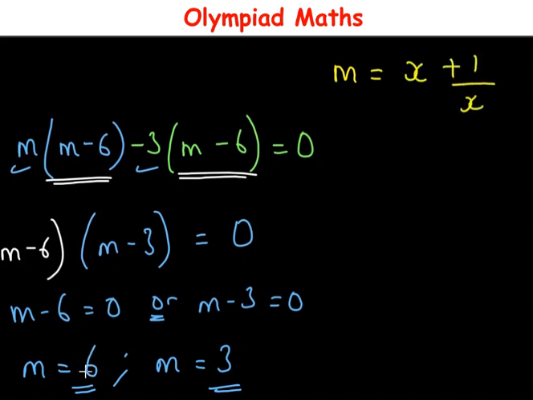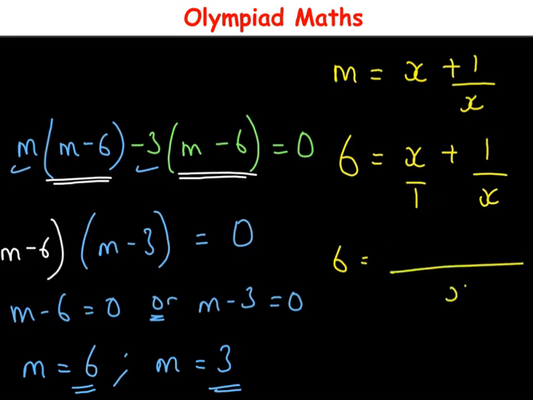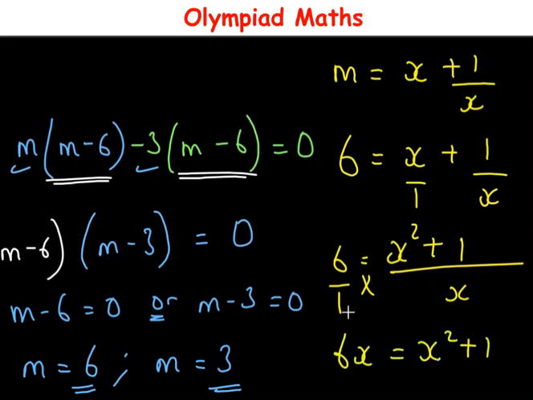So for the value of m as 6, putting this value into this, m is 6 equals x plus 1 over x. X can be written as x over 1, so we look for the LCM of 1 and x, which is simply x. When we divide, x times x is x squared, plus x divided by x, 1 times 1 is 1. So cross multiplying, 6 times x is 6x, which equals x squared plus 1.